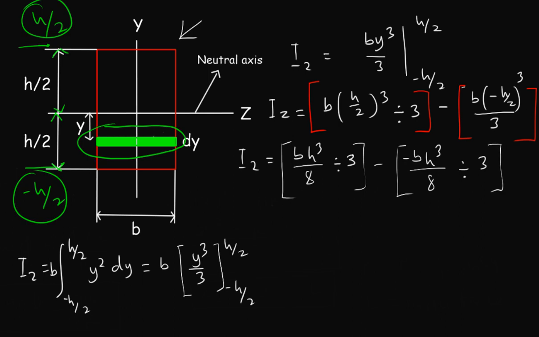Now let's go ahead and simplify this. I'm going to have Iz equal to b h cubed over 8 times 1 over 3, minus minus, so that becomes plus b h cubed over 8 times 1 over 3. This is what we have now, so let's simplify that to get our answer.